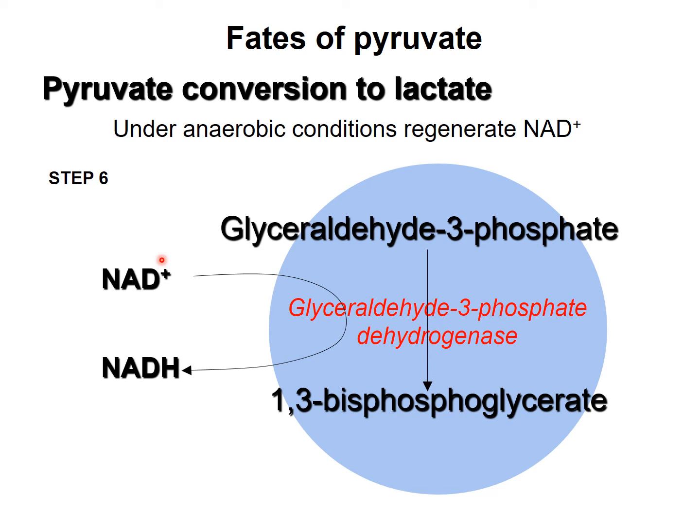And there are two ways by which NAD positive can be regenerated. One is by the conversion of NADH back into NAD positive directly in the presence of oxygen, while a second method is to convert pyruvate into lactic acid in the absence of oxygen, because NAD positive will be produced and regenerated as a side product.